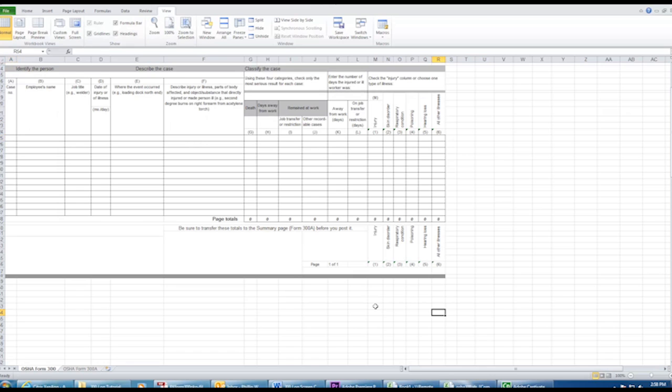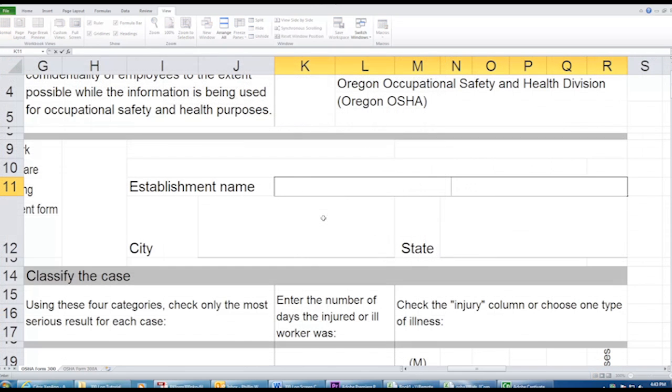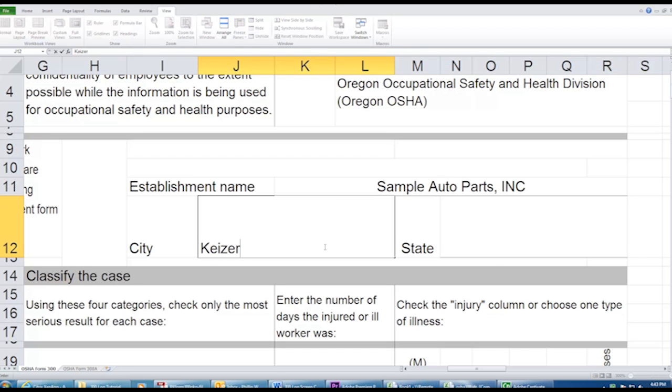Once you either get to the bottom of the page or to the end of the year, you'll have to add up the different numbers for classifying these cases from the type of injury or illness, and carry those numbers over to the next page. Or if it's the end of the year, those are the numbers you record on the 300A summary, which we'll be covering next. Don't forget your establishment information in the top right corner. So that's basically the 300 log.